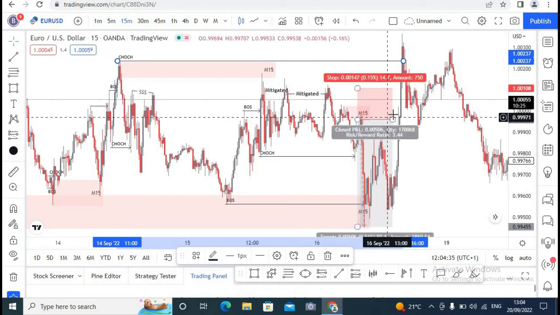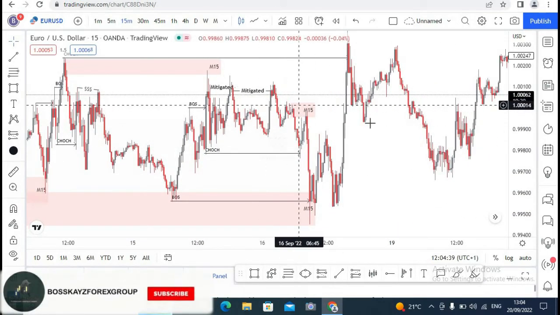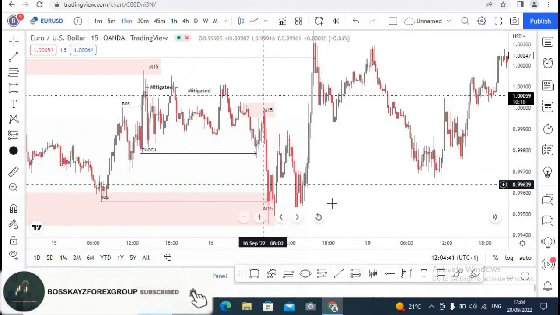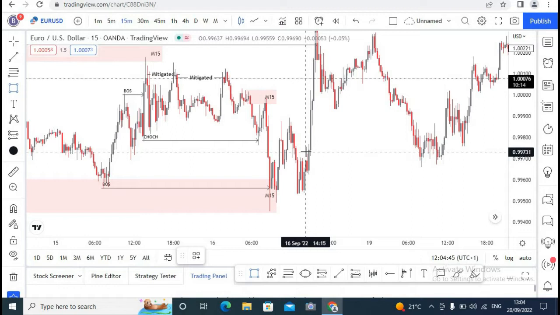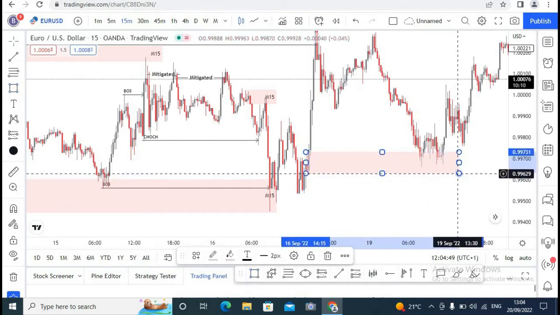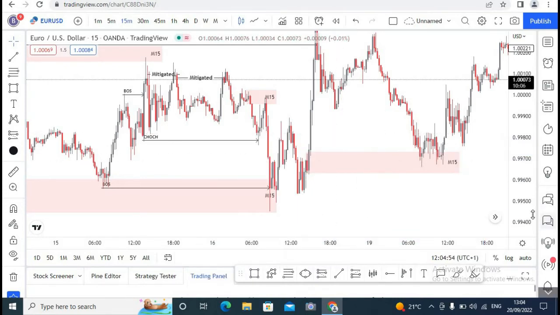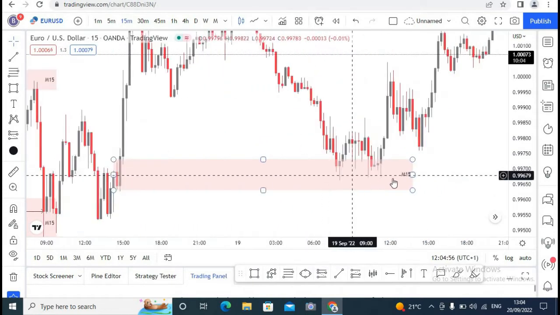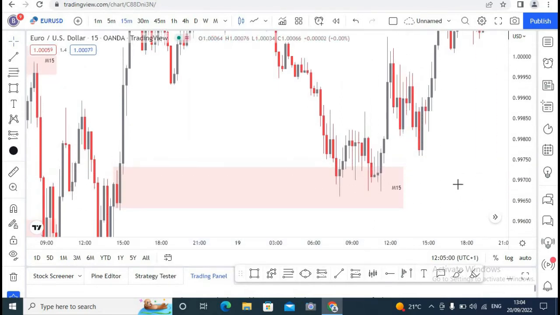Something like this, guys, as you can see. So let's delete this. Now, once you have a change of character, you have to locate your demand level. As you can see, this was our demand level right here, guys. This was our demand level right here, and this move happened yesterday, and I didn't take it. Why? Because the price didn't give me a clean change of character.